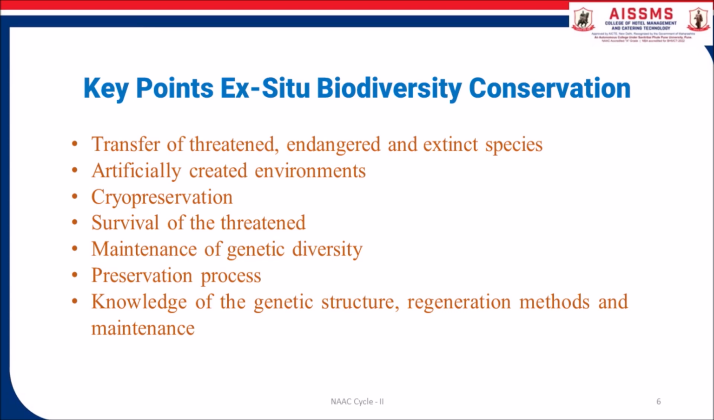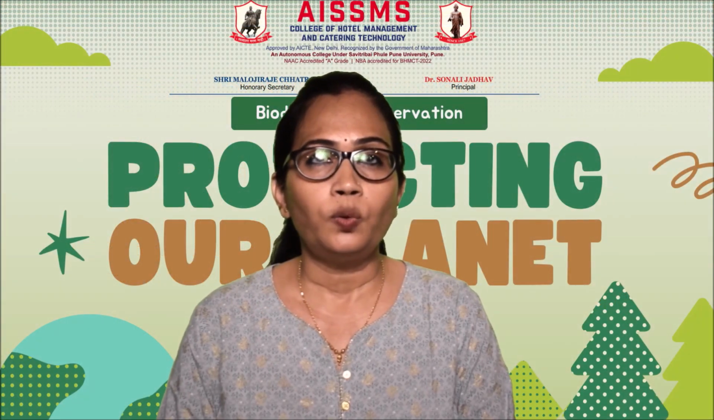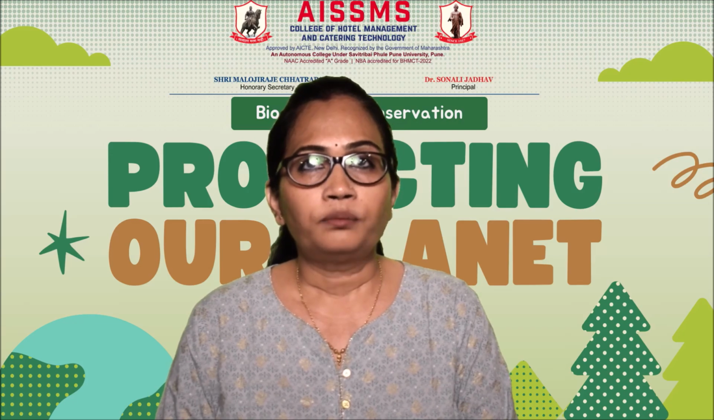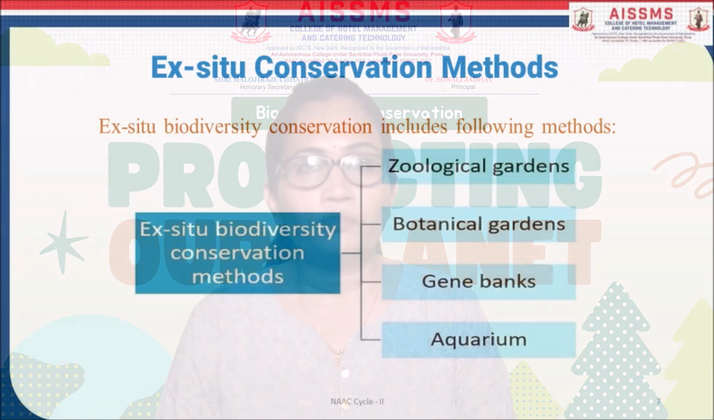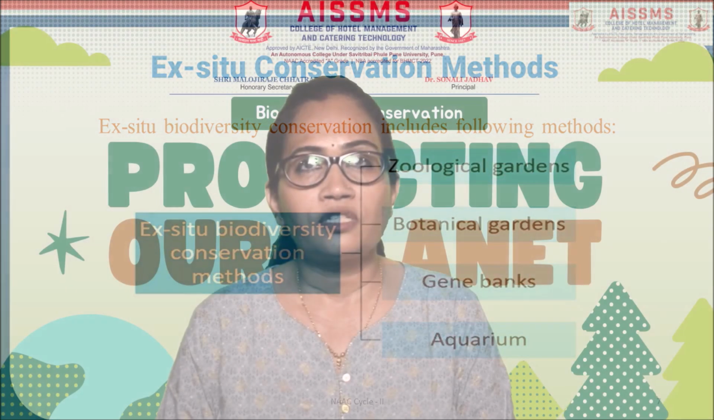Next key point is knowledge of the genetic structure, regeneration method, and maintenance. Knowledge of the genetic structure of target species, regeneration methods, and maintenance of the gene pool become necessary to establish ex situ conservation. These are the methods of ex situ conservation. Here you can see zoological gardens, botanical gardens, gene bank, and aquarium are some of the methods of ex situ conservation. We will discuss these methods in detail in further slides.